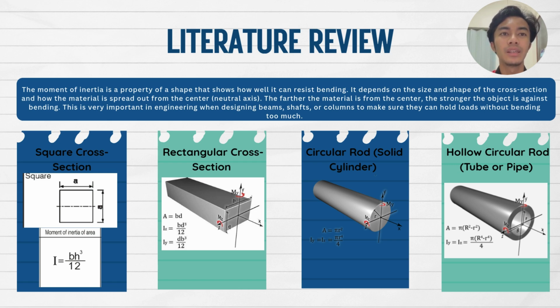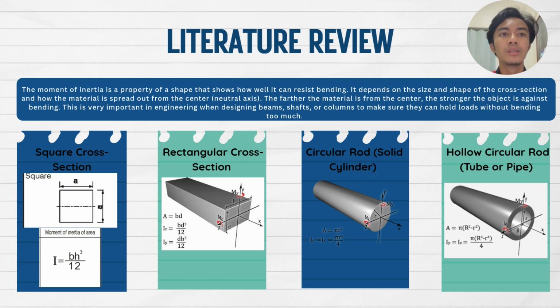Next is the rectangular cross-section. Its moment of inertia differs depending on the axis of bending. The formula is Iz equals d b to the power of 3 divided by 12, and Iy equals b d to the power of 3 divided by 12. Here the longest side should ideally be placed vertically to maximize bending resistance. Rectangular beams are widely used in construction for this reason.